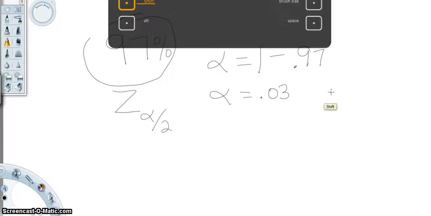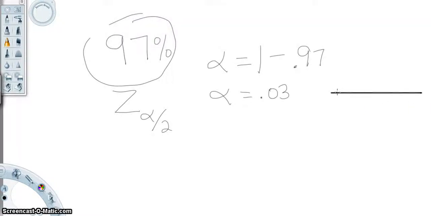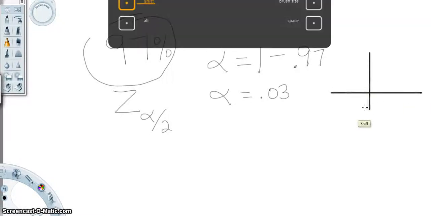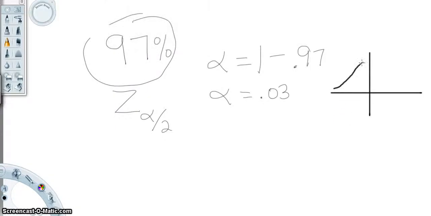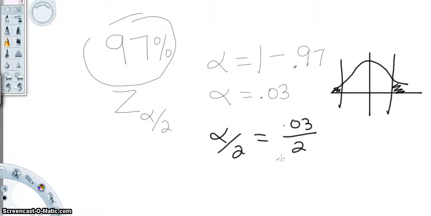So remembering that alpha stands for the end of our normal distribution, when we have our tail, like this, and we have our tail portions here. This is the area of alpha. So we know that 0.03 is like 3%. So we have 3% split up between these two tails. We need to know how much in each tail, so we take the alpha and we divide by 2. So alpha over 2 is going to be equal to 0.03 divided by 2, which gives us 0.015.